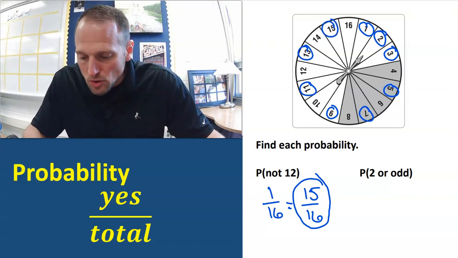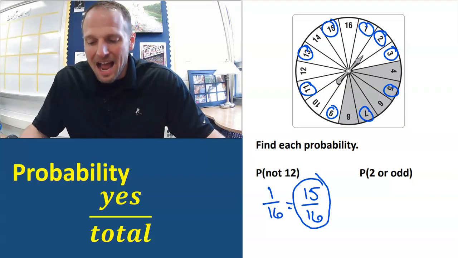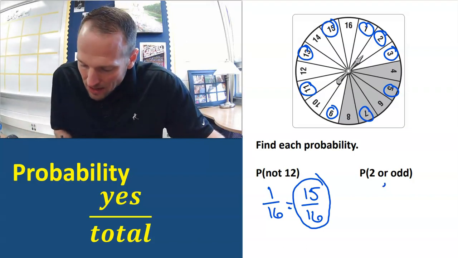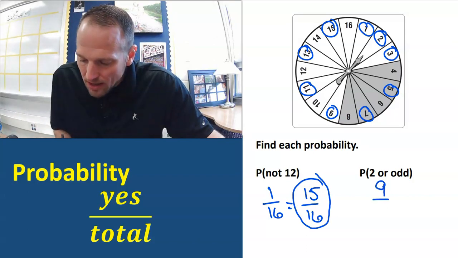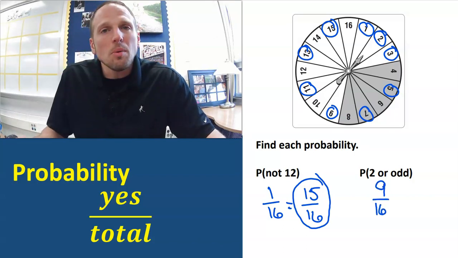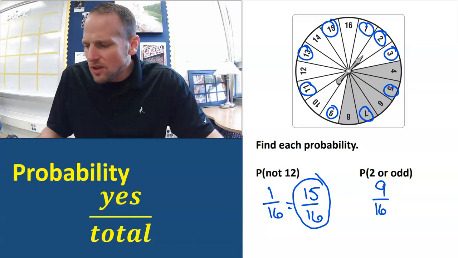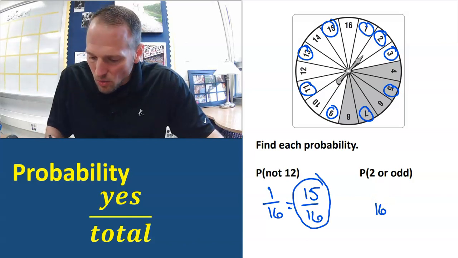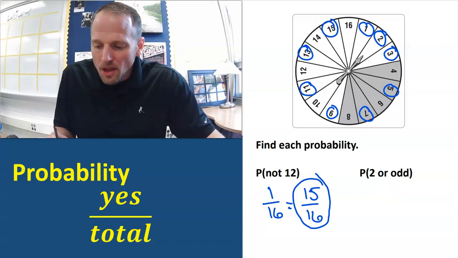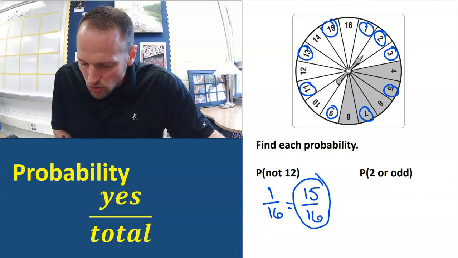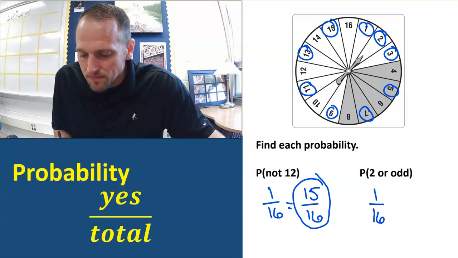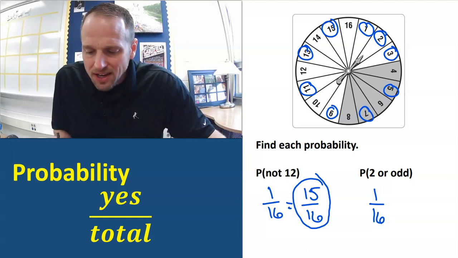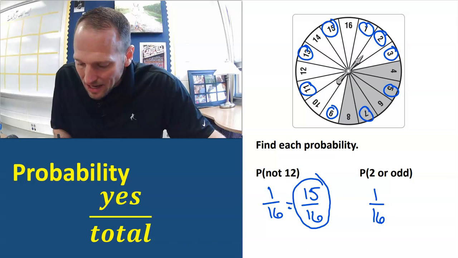So how many are there? There's 1, 2, 3, 4, 5, 6, 7, 8, 9. There's 9 total that are 2 or odd out of 16. So that's our probability. I wonder if we could have figured this out another way. What's the probability of getting a 2? Well, the probability of getting a 2 is 1 out of 16. What's the probability of getting an odd? Well, there's 8 odd numbers on there out of 16.